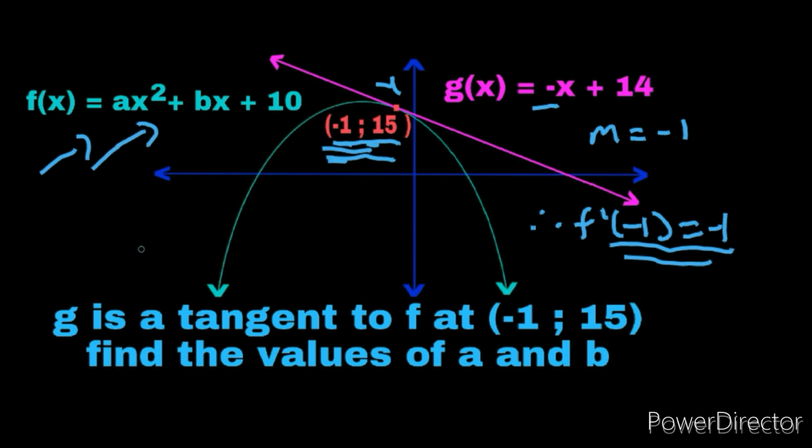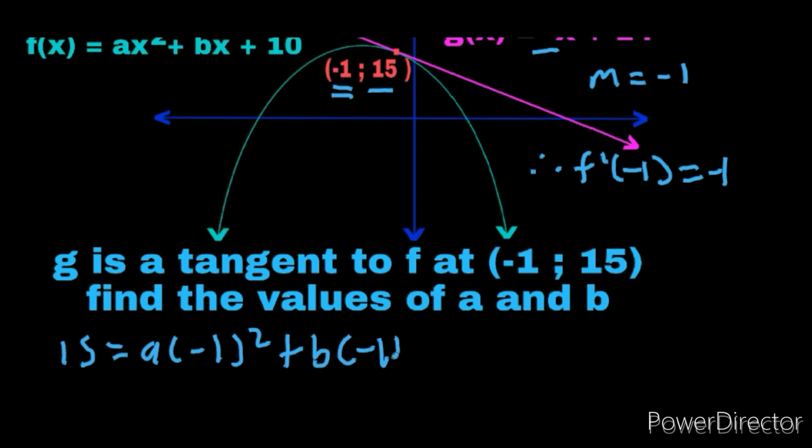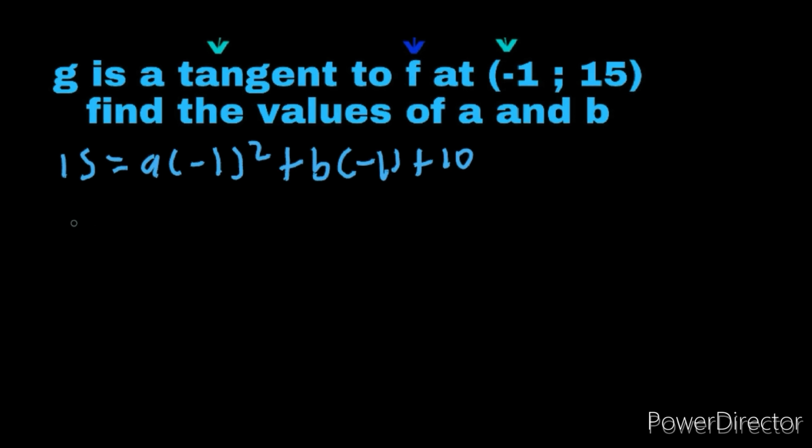So let's begin. So let's start by substituting this information. So since the y value is 15, we're going to have 15 is equals to a into, so our x value there is -1. So we're going to have (-1) squared plus b into -1 plus 10. So let's simplify this equation. So we're going to have 15 is equals to, this (-1) squared is just 1, so we're just going to have a, then we're going to have a minus b plus 10.